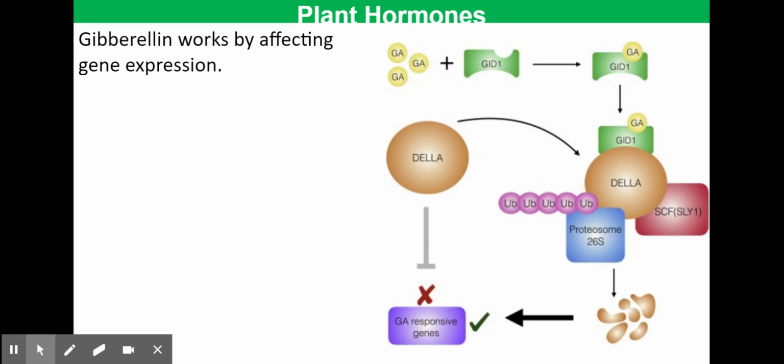Gibberellins work by affecting gene expression. Gibberellin hormone moves through the plasma membrane and into a cell. Inside the cell, it then binds to a receptor protein, and that receptor protein will then bind to a selection of other proteins. This receptor complex ultimately breaks down a protein known as a DELLA protein.